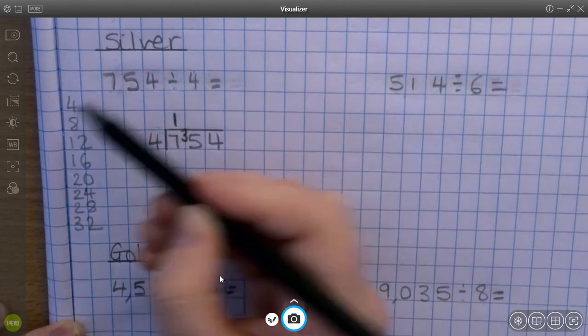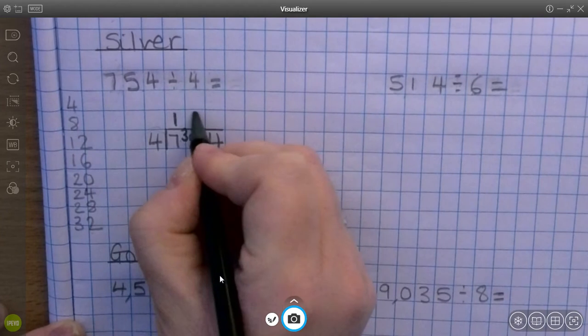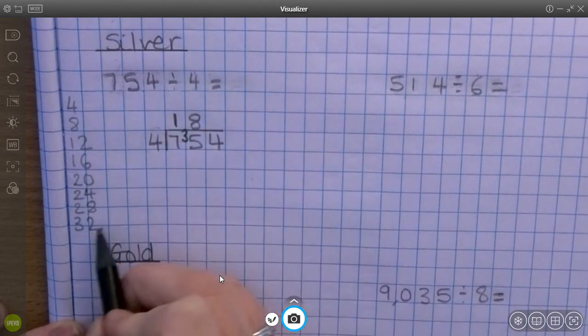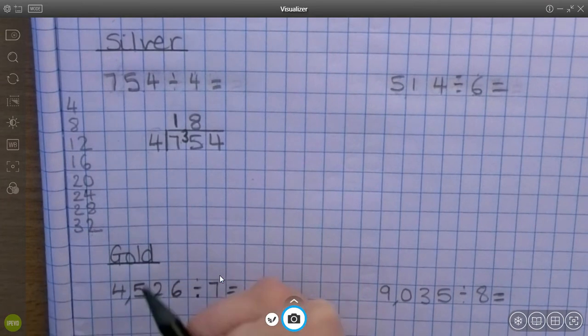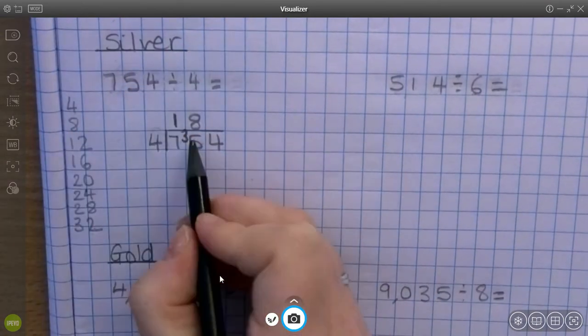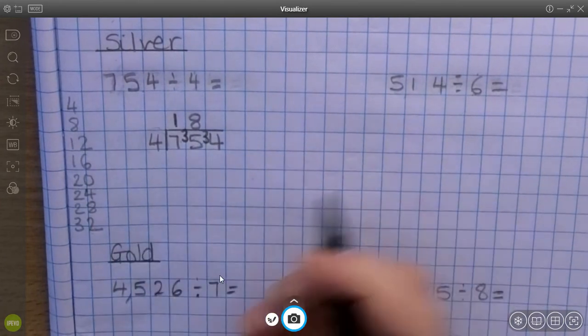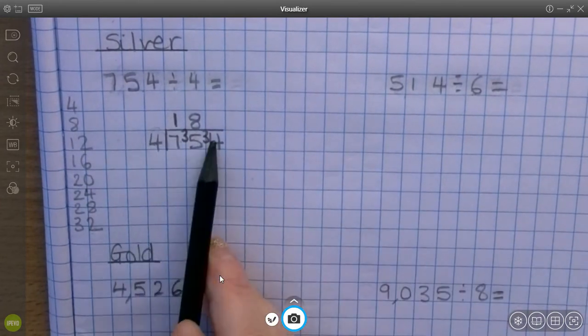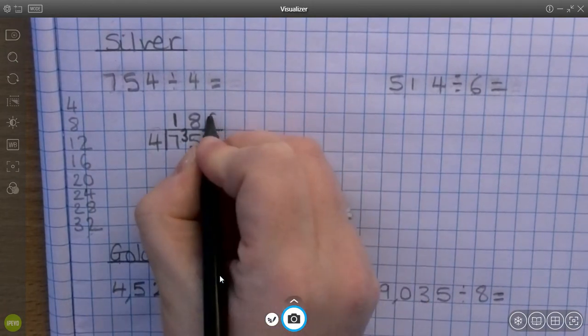So I know that 1, 2, 3, 4, 5, 6, 7, 8. I can get 8 full groups of 4. But I have 3 left over. So from 32, 33, 34, 35. I've got 3 left over, so I need to regroup the 3. And now I'm doing 4s into 34. Well, I've just worked out that 8 lots is 32. So again, it's going to be 8.